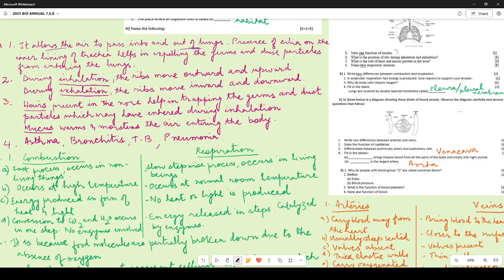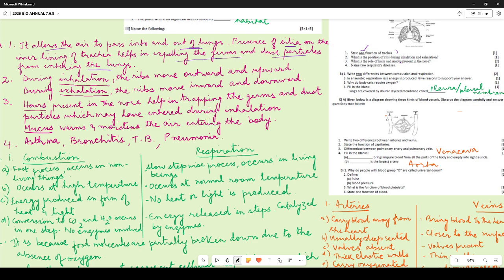You can also write the inner lining of trachea. It has cilia present on it, which are like hair-like structures. They help in removing or expelling the germs and dust particles from entering the lungs. So there are two functions. It says state one function, so you can mention either of them.